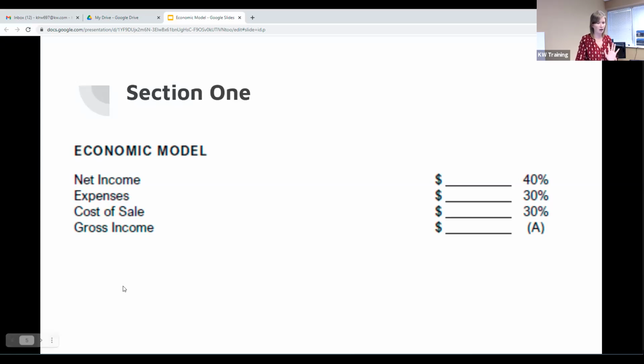So let's just dig right in. That first section in the economic model is, what is the net income you want? Write that down. So for the example we have here, we're looking at $100,000 in net income. And so if we're running on what the MREA states to be a 40, 30, 30, so 30% expenses, 30% cost of sales, 40% is your net income. We're going to calculate that out to figure out what your gross income needs to look like. So literally you take 30% of your 100, 30% of your cost of sales as well, which gives me a total of $160,000.